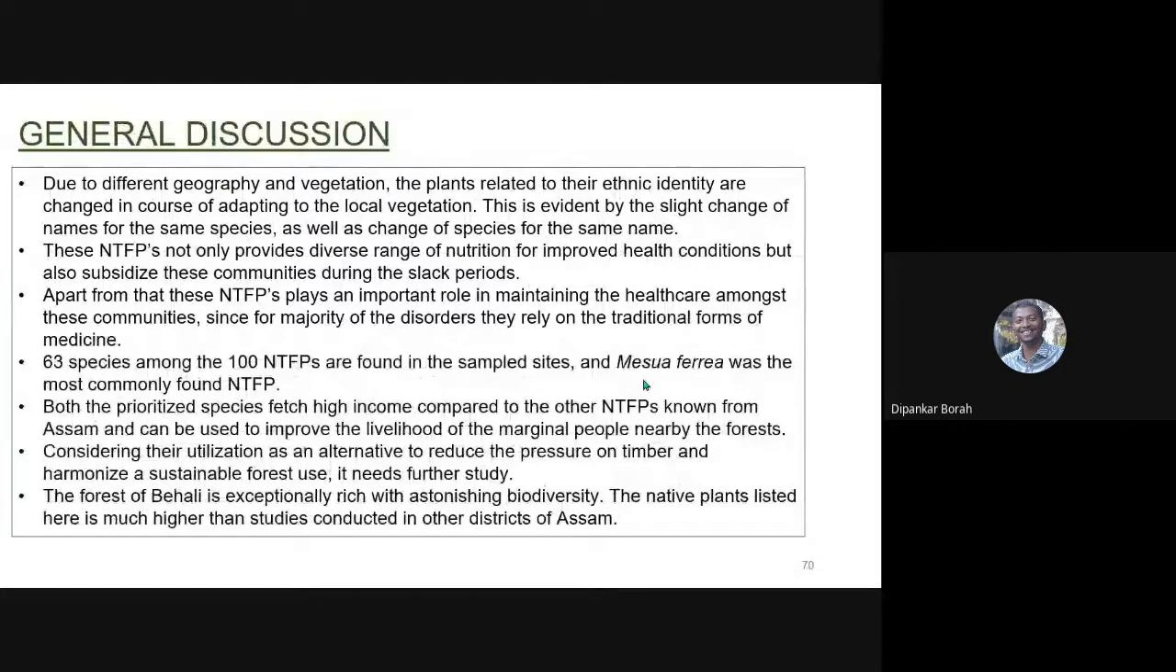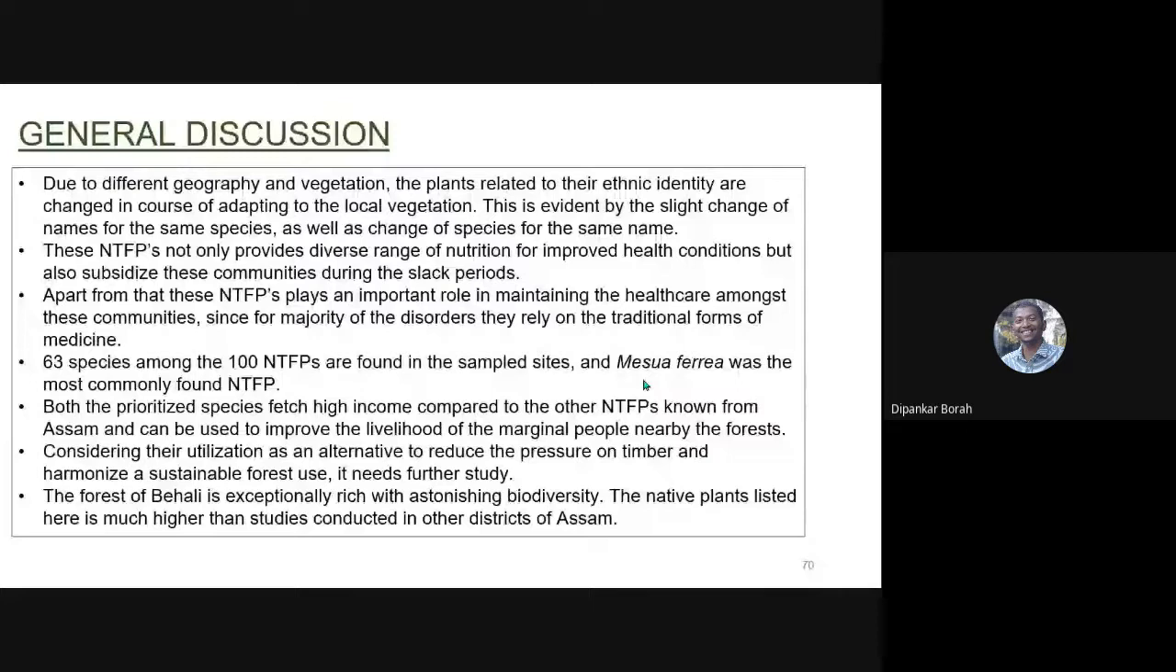Due to the change in geography and vegetation, the plants related to the ethnic identity are changed in course of adapting to the local vegetation. This is evident by the slight change of the names for the same species, as well as change in the species for the same name.